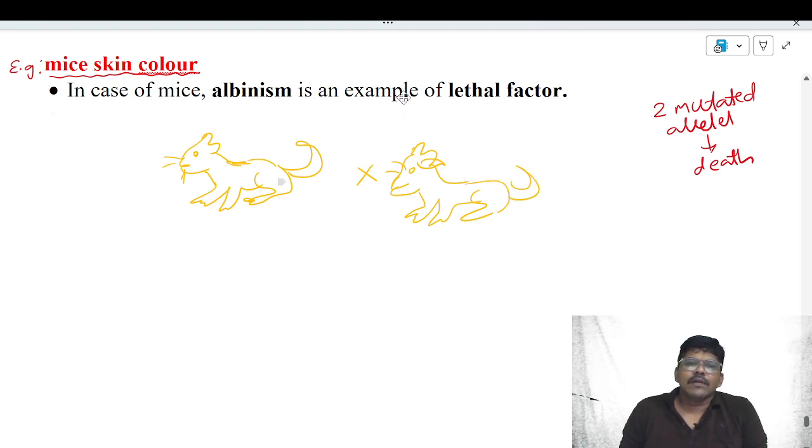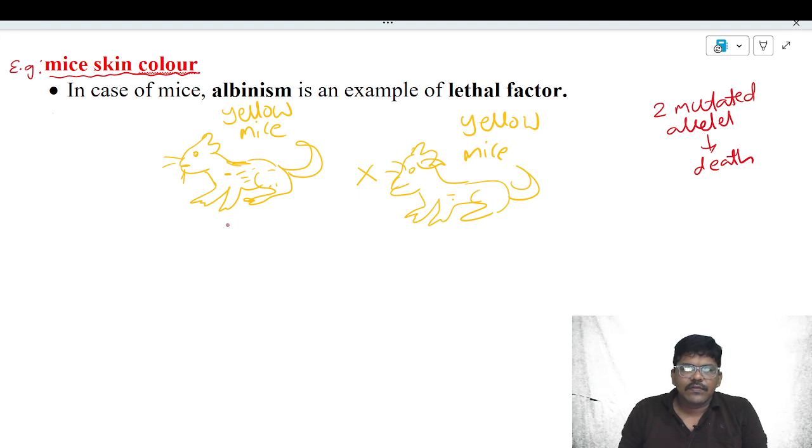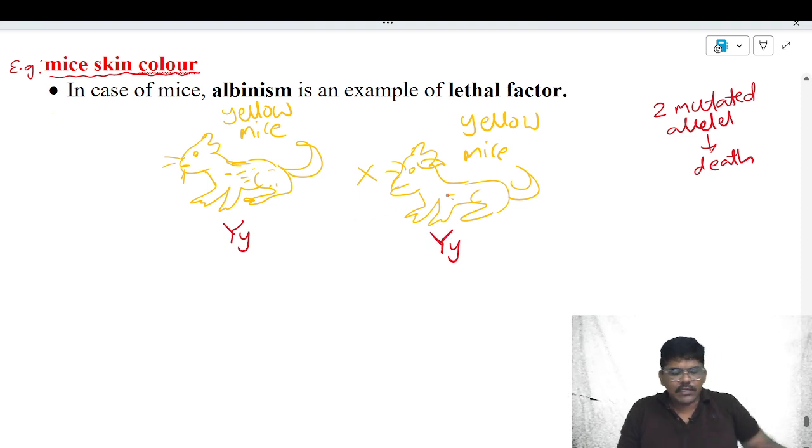like if you cross two yellow color mice, then if you see the genotype of these organisms, you can always see the yellow color mice contain a heterozygous genotype. Why, you can understand later. This contains a heterozygous genotype.